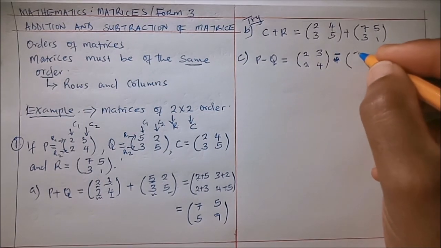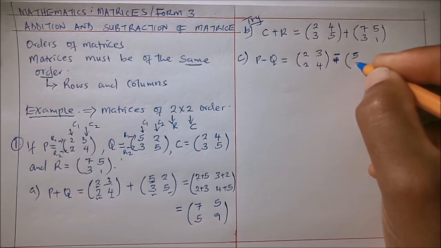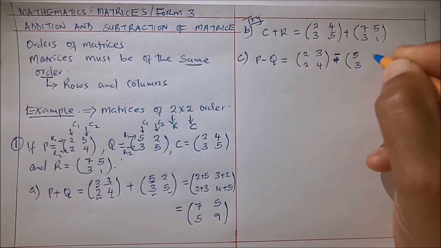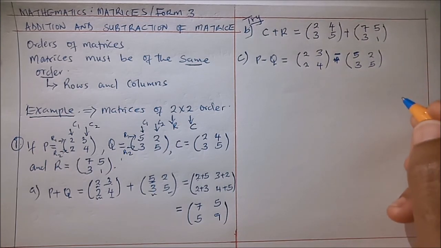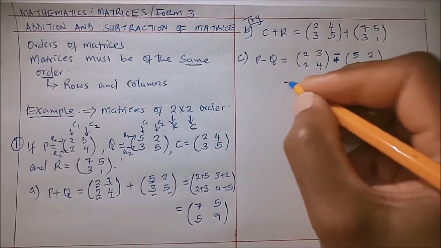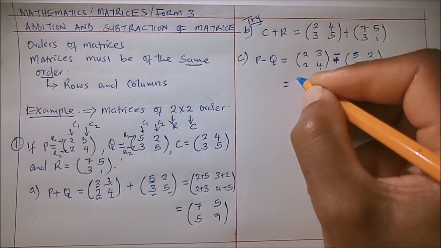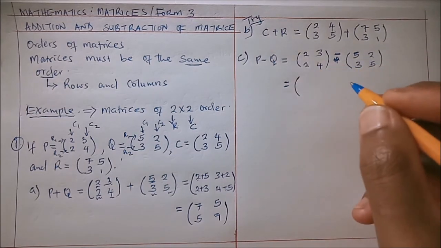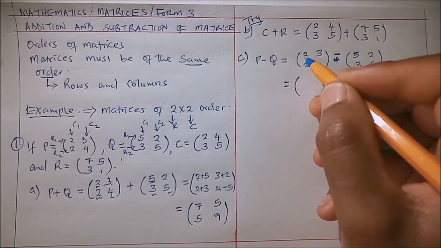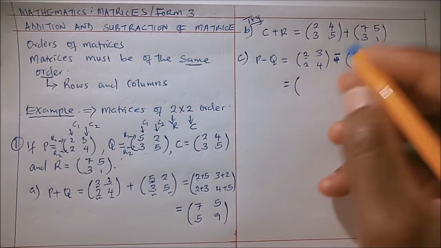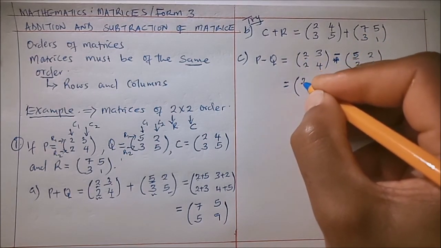My Q is 5, 3, 2, 5. So we subtract. And how are we going to do it? Again, we look at elements that are having the same position. Like look at 2, look at 5. So I subtract 2 minus 5.